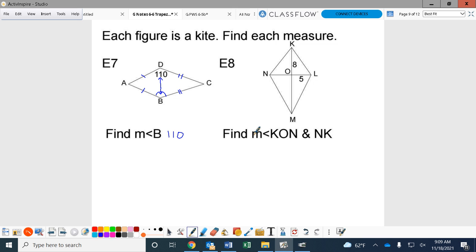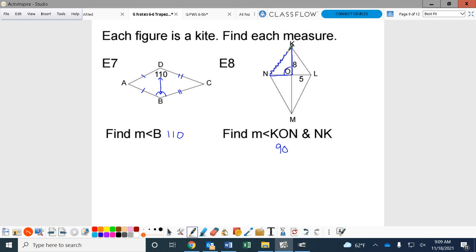Okay, for this next one, we have two things to find. We are finding angle KON. Guys, this angle right here, KON. We should know that automatically. It's a kite. That's going to be what? 90. That's automatically a right angle. 90 degrees.